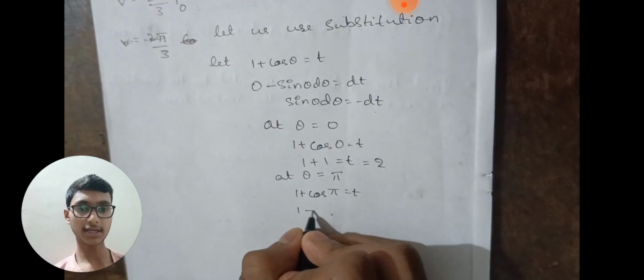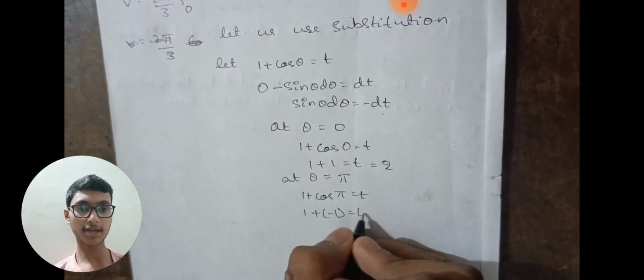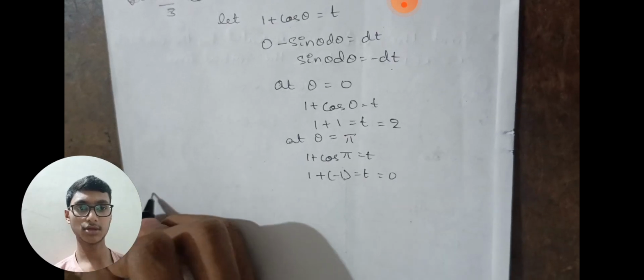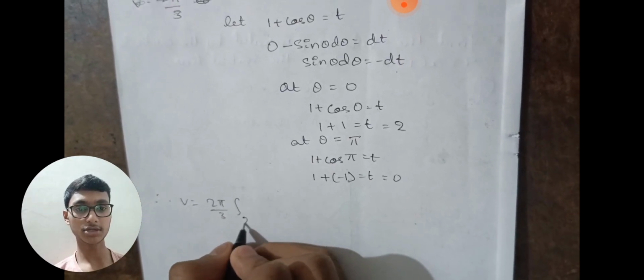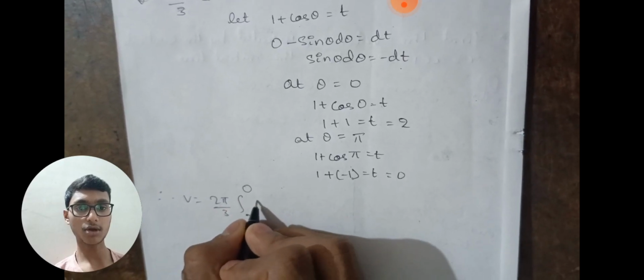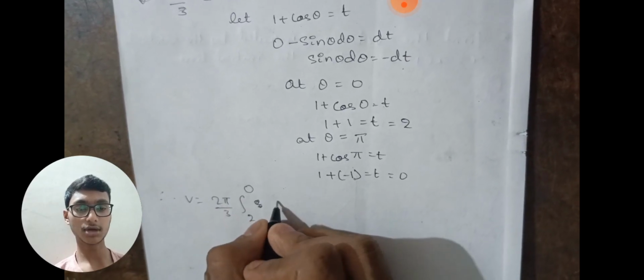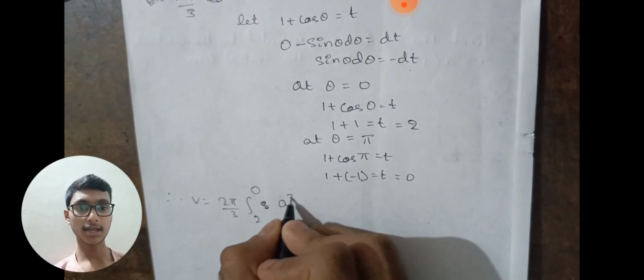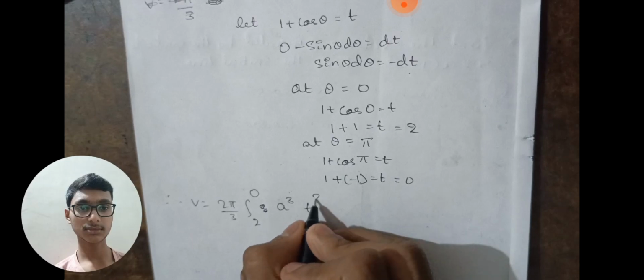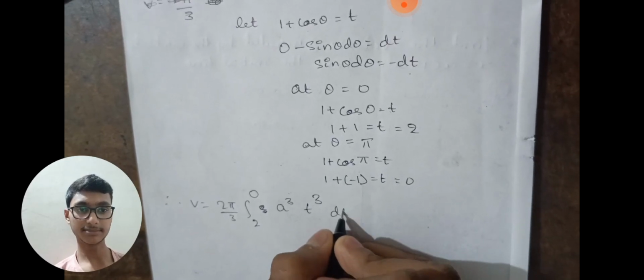So cos 180 degrees is minus 1. So 1 plus minus 1 equals t, that is nothing but 0. So the lower limit is 2, upper limit is 0. So volume is equal to 2 pi by 3, integration limits 2 to 0, a cube, let us take a cube of t cube dt.